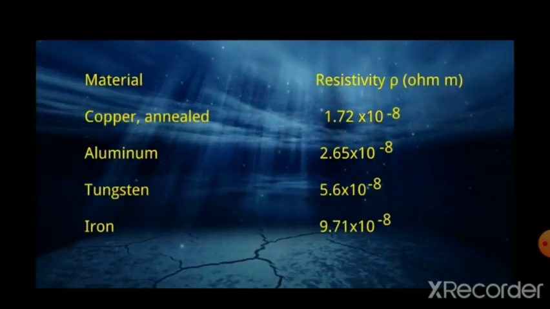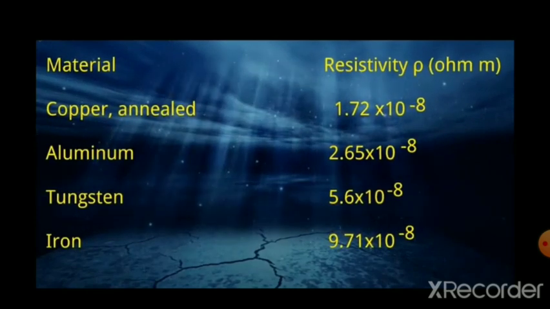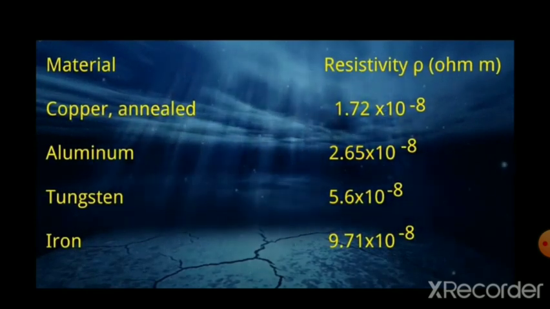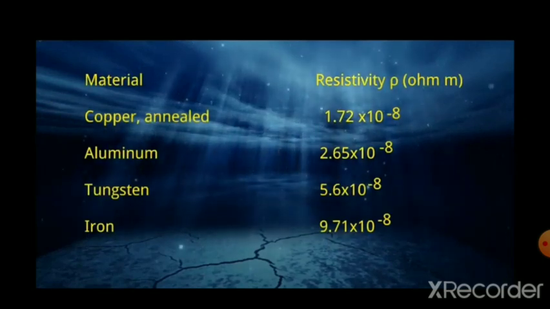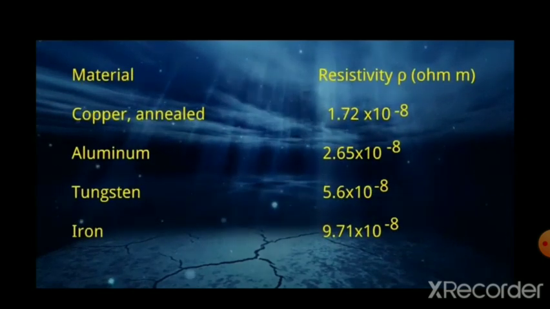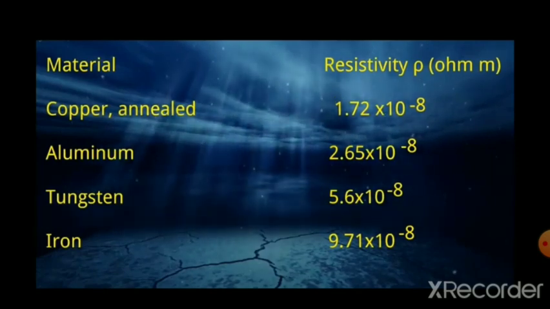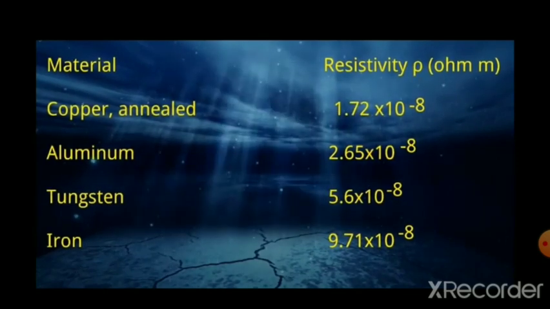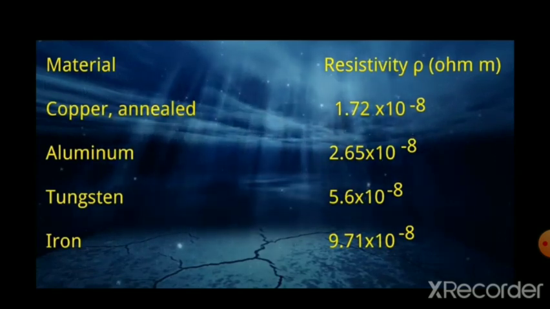We are always using copper wire to carry current. What may be the reason? Because the resistivity of copper is less, that is 1.72 into 10 to the power of minus 8 ohm meter, when you compare with iron. Iron has a resistivity of 9.71 into 10 to the power of minus 8 ohm meter. It will produce more heat with the passage of electricity. So copper wire is preferable here.